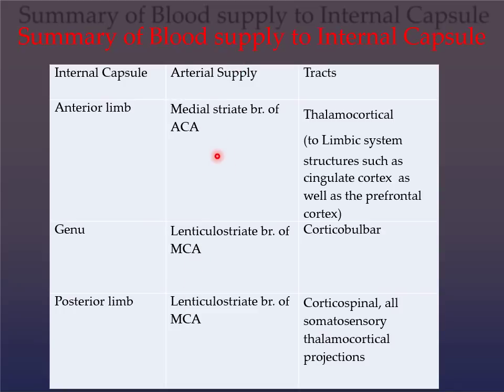And these are summarized right here, particularly for the internal capsule, because it is such a vulnerable structure, particularly the posterior limb and the genu. The lenticulostriate branches of the MCA affect the genu and corticobulbar fibers carrying motor fibers to the face, and the lenticulostriate branch in the posterior limb affects the corticospinal pathway, also for the body, and somatosensory thalamocortical projections as well.